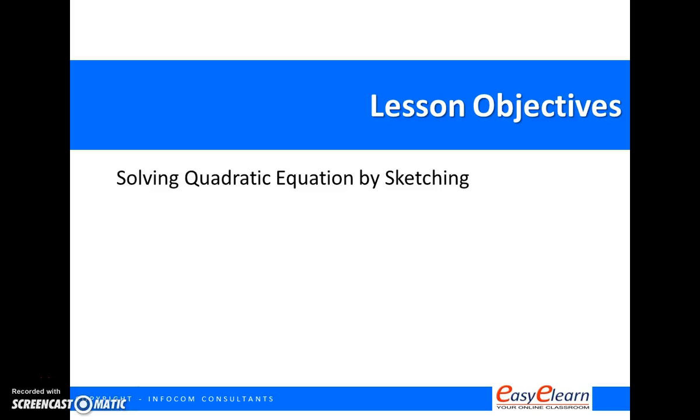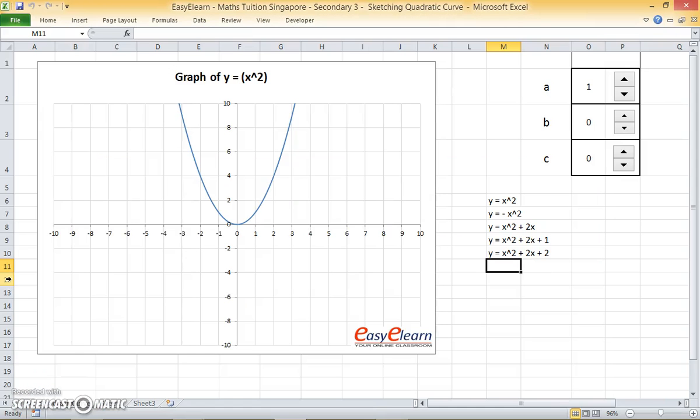Okay, let us solve a quadratic equation by actually sketching the quadratic equation using Microsoft Excel. This is the Excel software, in which I have drawn the graph of y equals x squared. The graph of y equals x squared looks like a U shape. The graph shape is decided by the value of a. If the value of a is positive, it will look like a U shape.